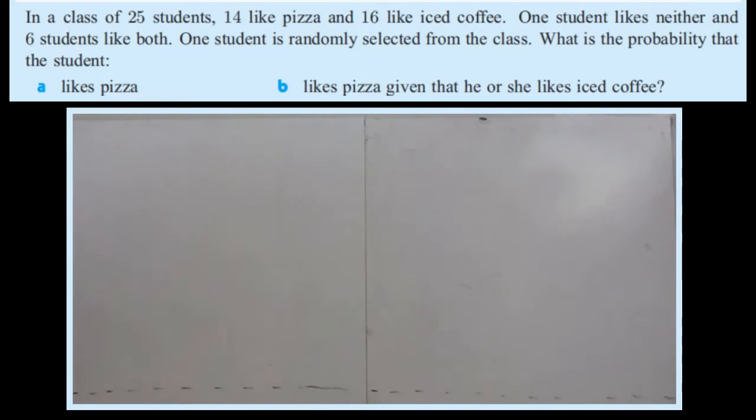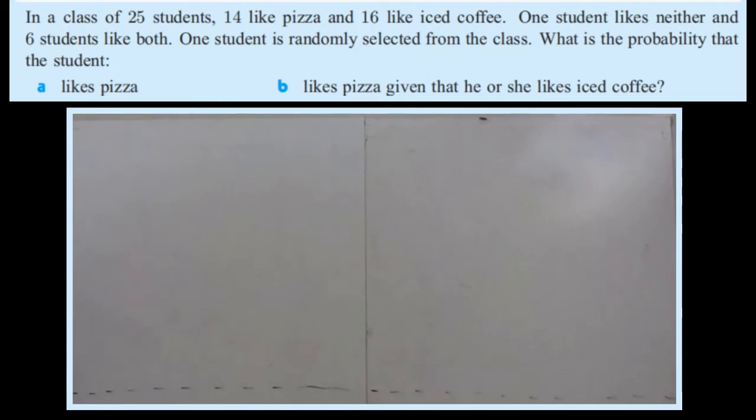In a class of 25 students, 14 like pizza, 16 like iced coffee, 1 student likes neither, and 6 students like both. 1 student is selected randomly from the class. What is the probability that the student likes pizza, and B, likes pizza given that they like iced coffee?